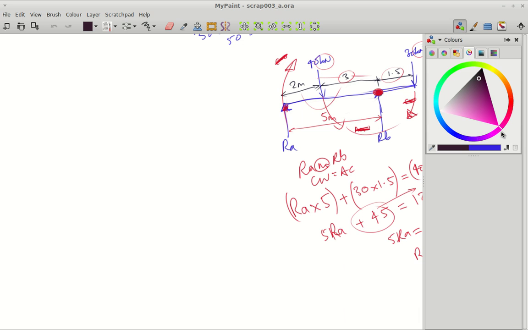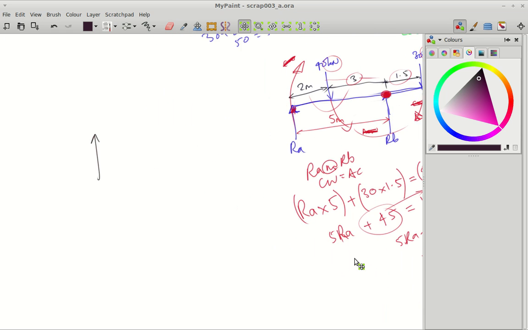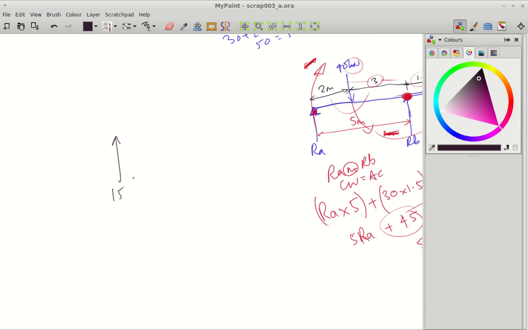Right, let's just draw shear force. I've just come back to one of these diagrams that we've used earlier. So we know RA, on this one it was 15, and RB is 55. So that's 15. Let's draw the beam in. I'm drawing this beam over here.